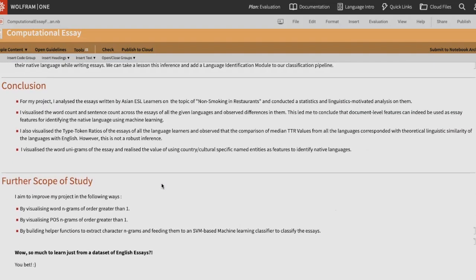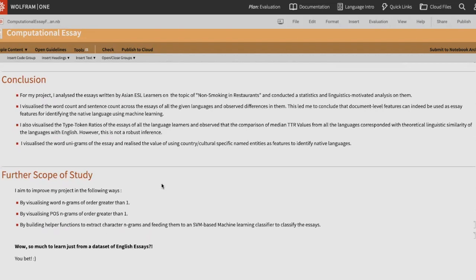So now that I'm concluding my project, I analyzed the essays written by Asian English as a second language learners on the topic of non-smoking in restaurants and conducted a linguistically motivated analysis on them. After visualizing document features like the word count and sentence count, I realized that some features like the sentence count and average word length can be used for identifying the native language using machine learning. I also visualized the type token ratios, which indicate the complexity of the essays written by the language learners, and realized that yes, there is some correspondence to the genetic proximity between English and a specific language, in the kind of ease that the students have in producing English texts.